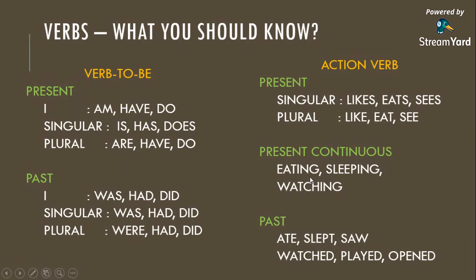Present continuous, this one can be past continuous also: eating, sleeping, watching. Ate, past tense: ate, slept, saw, watched, played, opened. So these are all verbs. A verb can be only a verb to be, or only an action verb, or a verb to be plus an action verb together can also be the verb. For example, like the example I said just now, I am 10 years old. Here, am is the verb. I am going to school. So verb to be am, present continuous. Am going is also a verb. I went to school, past tense, went. So that is also a verb.